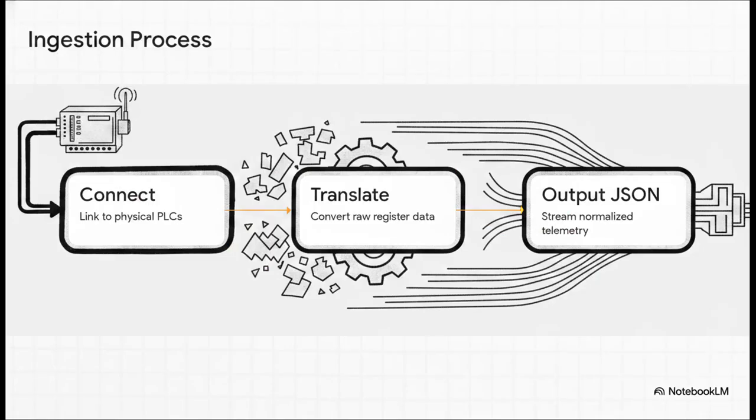So the actual workflow happening on that edge gateway is a seamless three-step ingestion process. First, MCE makes a direct physical connection to the PLCs. Second, it does the heavy lifting, translating all that complex, raw register data. And third, it outputs that beautifully clean, normalized JSON stream. The chaos of the multi-vendor factory floor is instantly organized before the data ever even leaves the building.